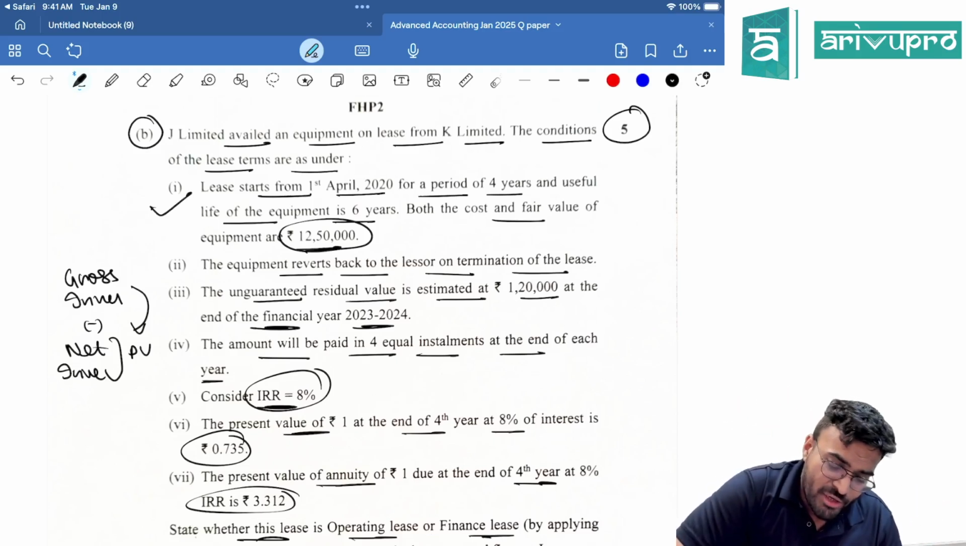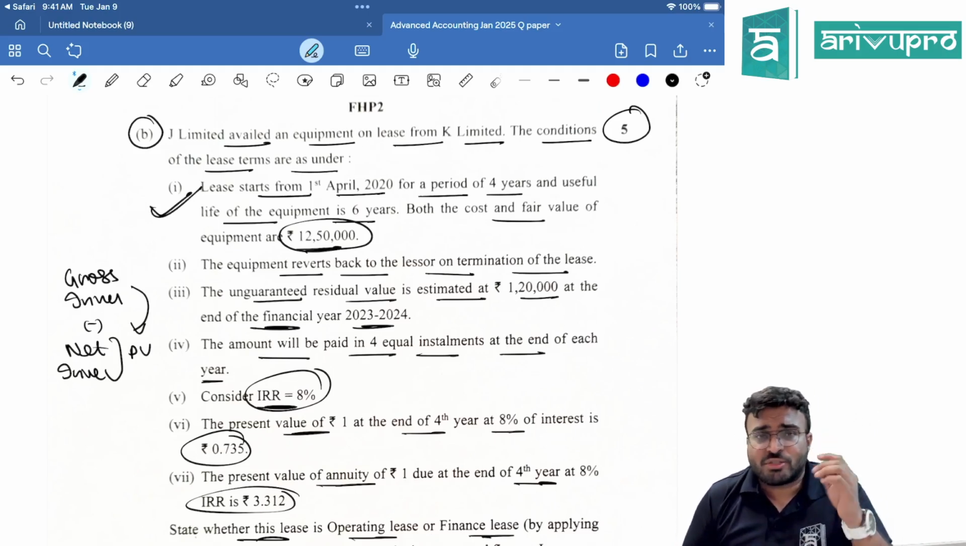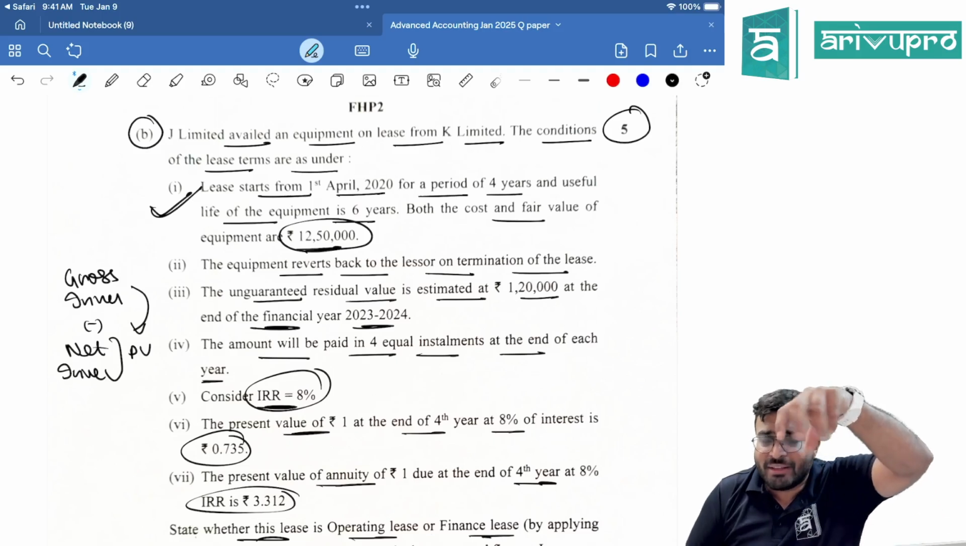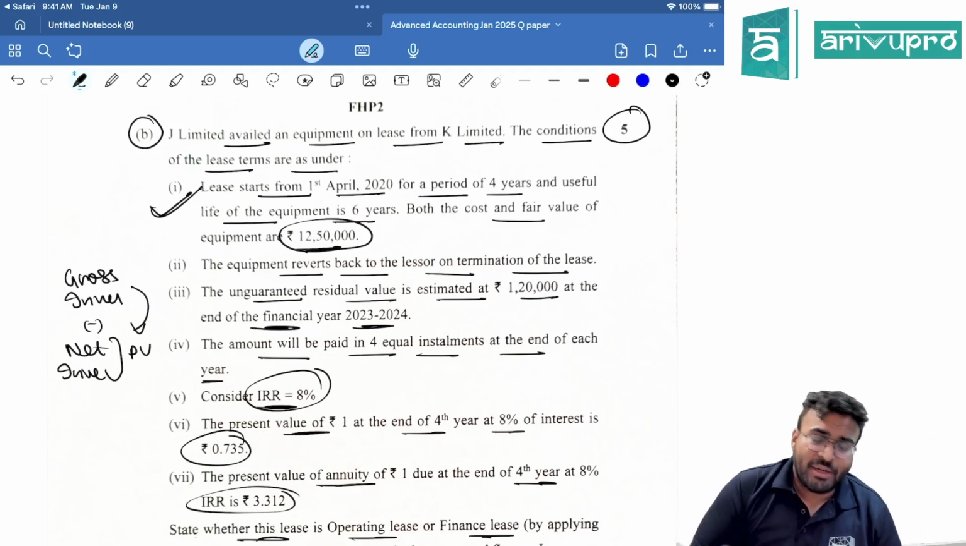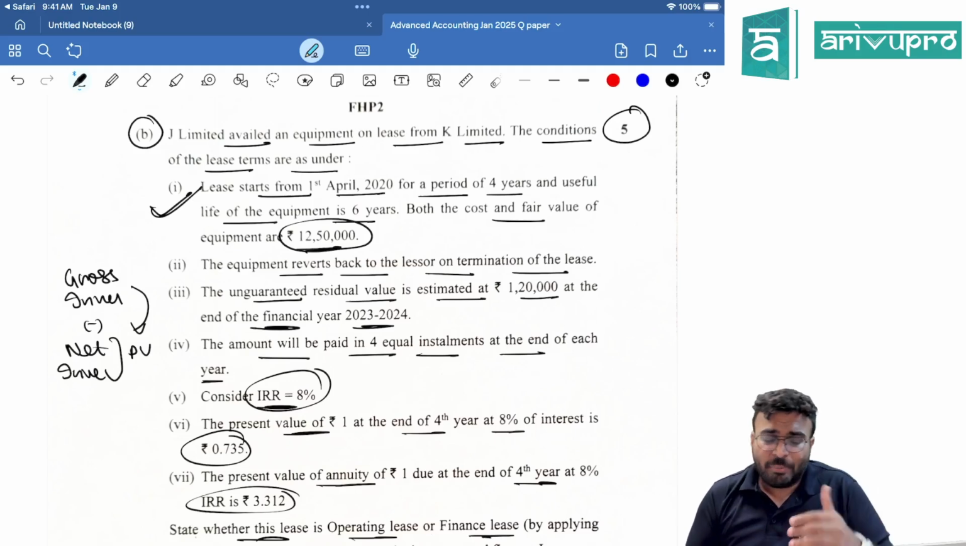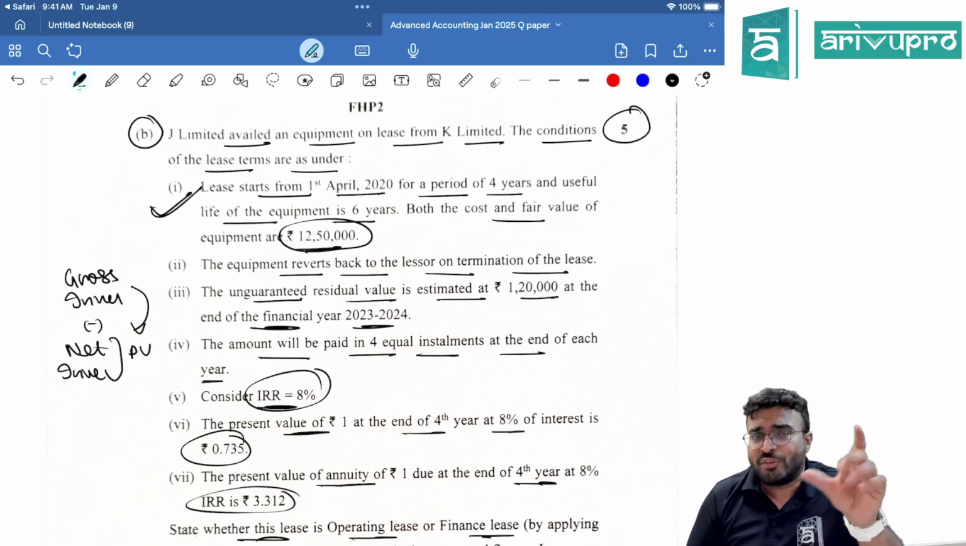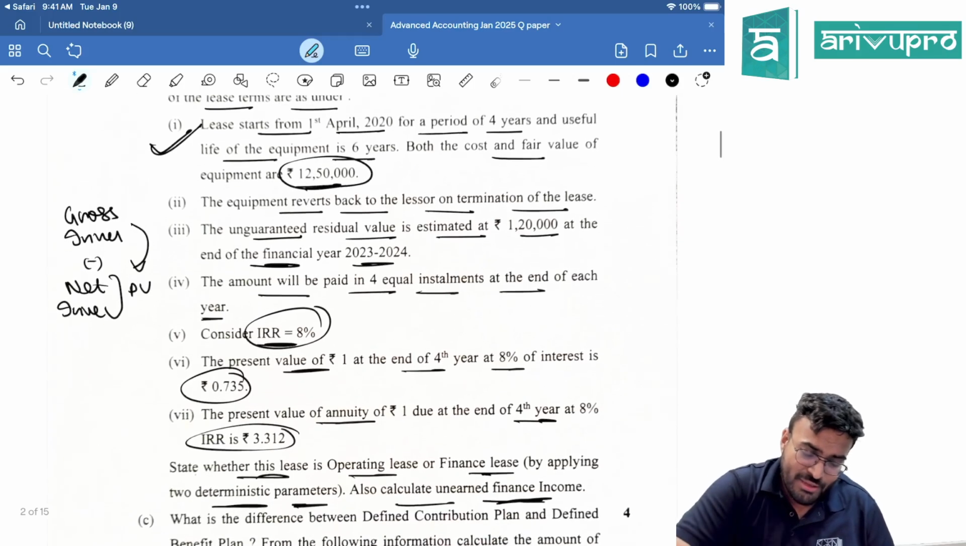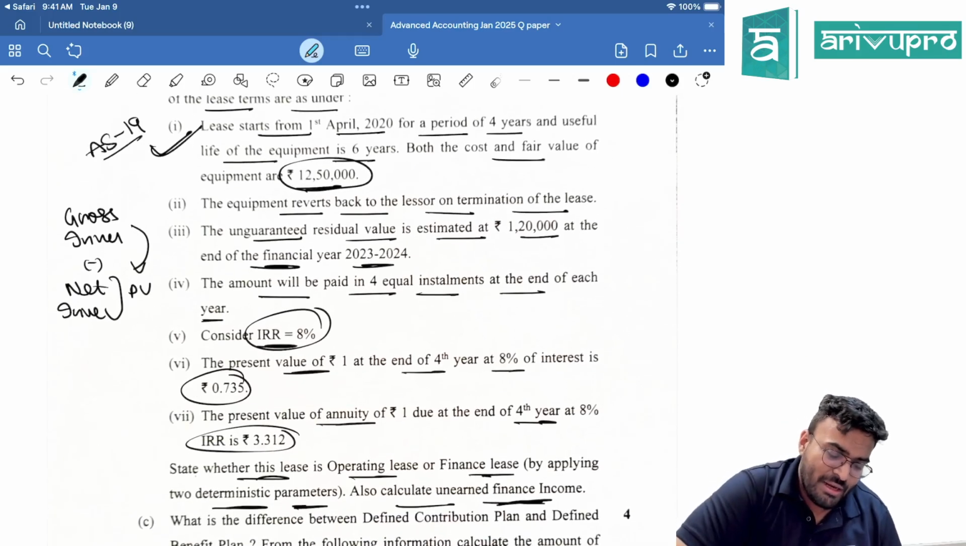One parameter is already solved. Out of 6 years, 4 years is lease, so majority of the time period is covered by the lease itself. Another parameter you have to solve is whether present value of MLP is almost equal to the fair value of the asset. Okay, this is an easy question from AS 19.